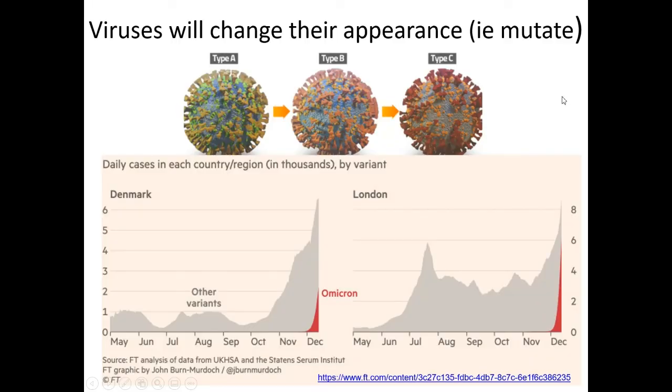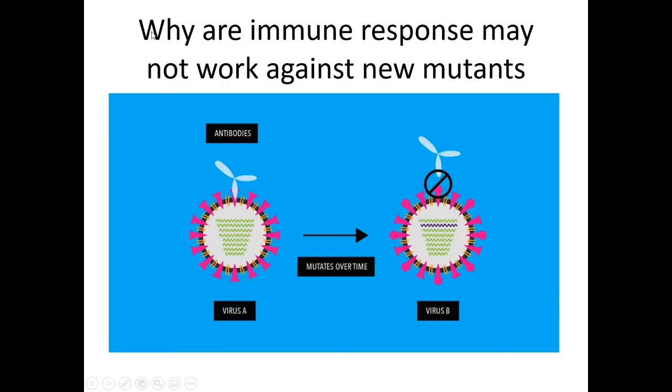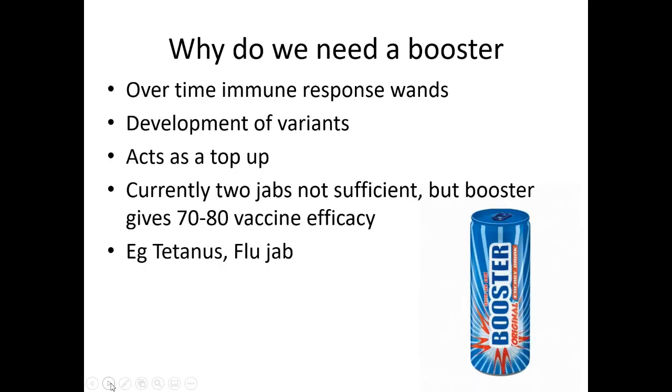Next slide, please. I just want to show you how the immune system works and why we need boosters, because our antibodies are really specific. It's like a lock and key. When the virus changes, which viruses do all the time, your antibody can't recognize it. Next slide, please. That's why we need a boost, and it's not unique to COVID. I'm sure we're all familiar with the tetanus and flu jab.